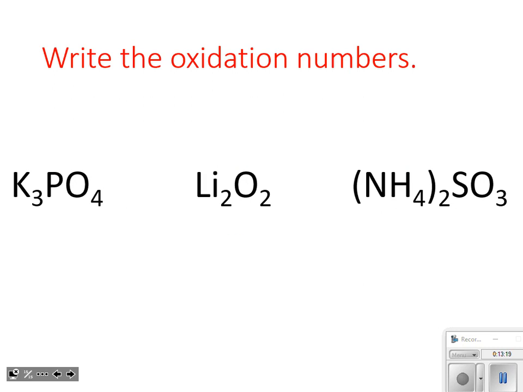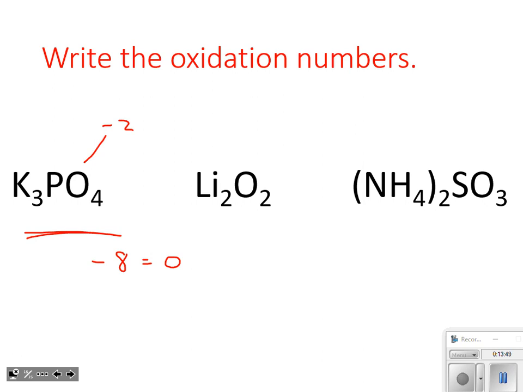Okay, now we get a little bit more complicated, because we have multiple ones of these. So I look at this first one and follow my rules. I'm looking here at oxygen. Oxygen is not a peroxide, so that's going to be -2. So that's going to give me -8 for the oxygens.